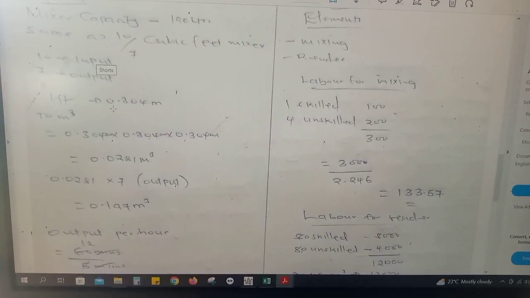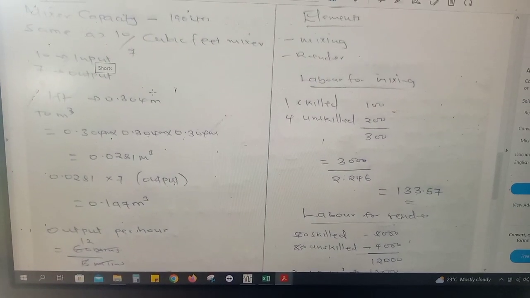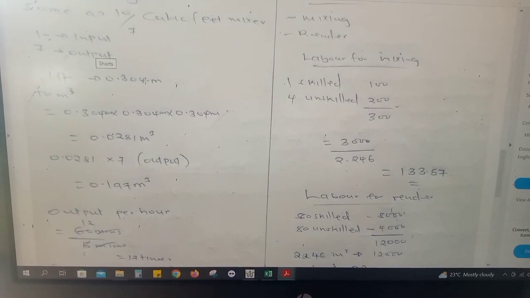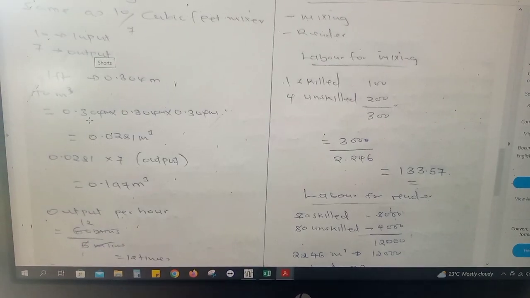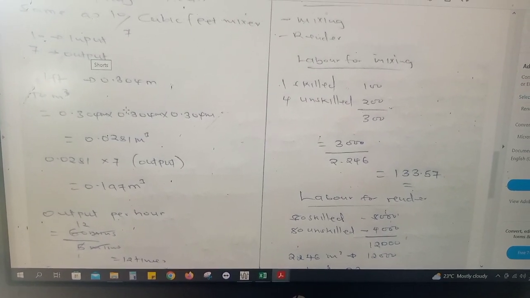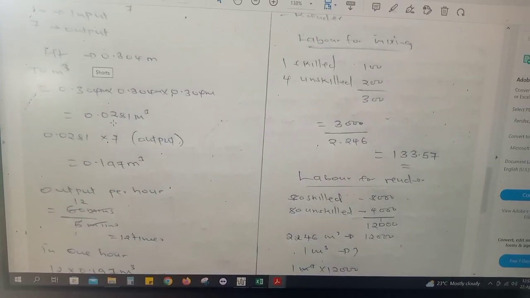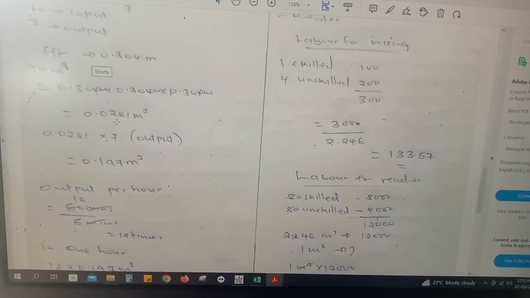1 foot is equal to 0.304 meter. As per this, you take this meter and get it to meter cube. You cube it, I mean, you raise it to the power of 3, and you'll get 0.0281.